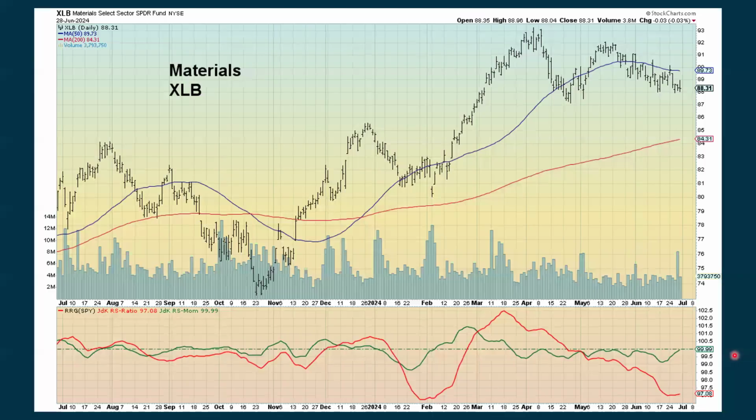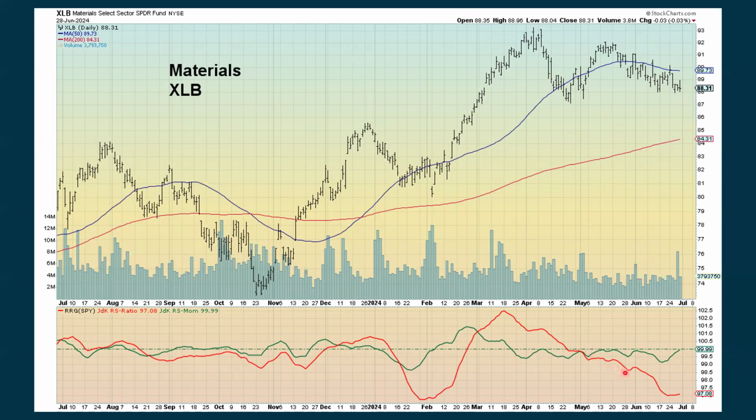Then we look at different sectors. And the first thing that I do is I just look at the sector all by itself. I arrange these in alphabetical order by symbol, so there's really no favoritism given here. This is the materials sector by itself, where it's dropping below its 50-day moving average, even though it's in an uptrend. Then down on bottom, we have two different measures here.